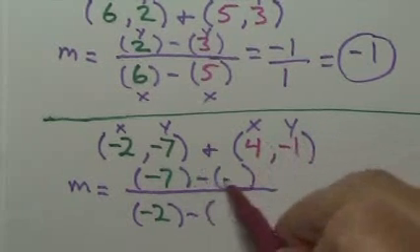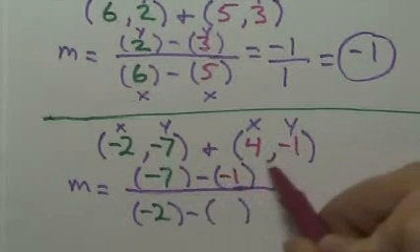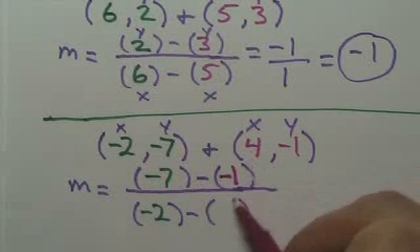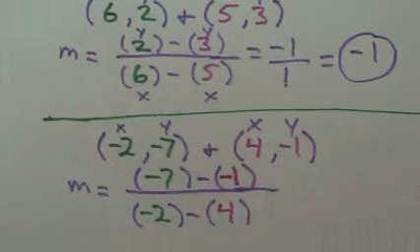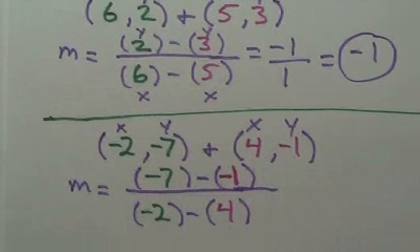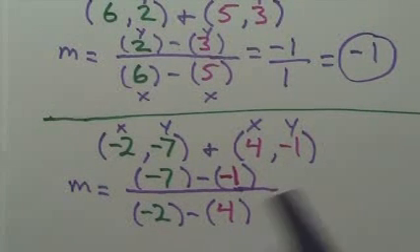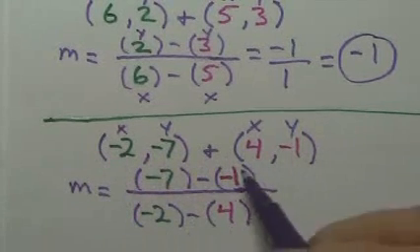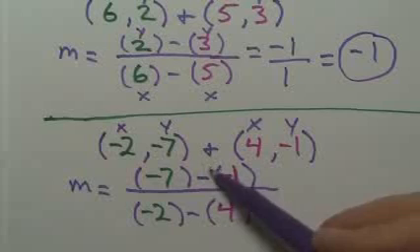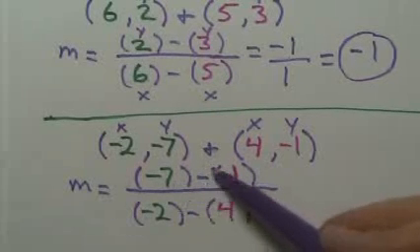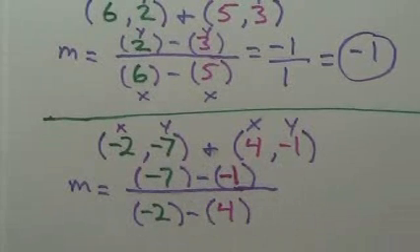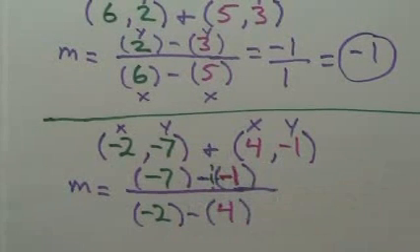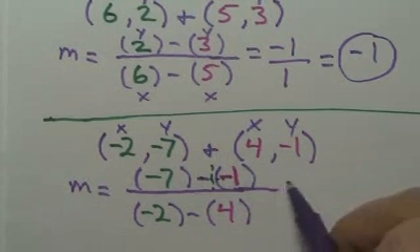And then I have negative 1. Remember, if y is negative 1, you have to put negative 1 in there. So you have minus negative 1. And then the x there is 4. Okay, so we have y minus y over x minus x. So let's see. Oh, this is going to make a great big plus right here. So I'm going to have negative 7 plus 1. Right? Because this makes a big plus. Negative 7 plus 1 is equal to negative what?